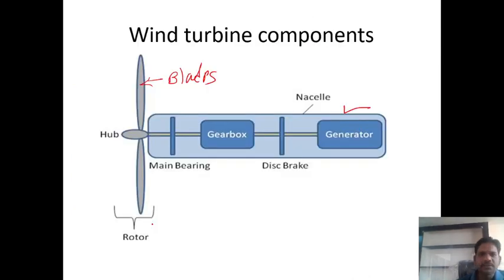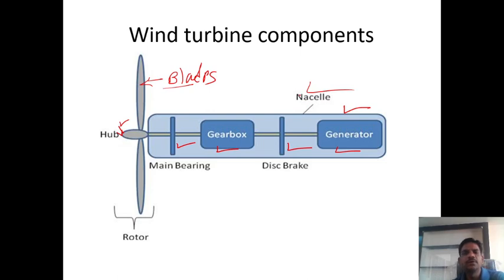So if you observe the wind turbine components, what are the components, guys? These are the blades. This is the hub. The blades are connected to the hub of the turbine. This is the bearing, gearbox. This is the brake. This is the generator, and this is the nacelle. So how does it work?